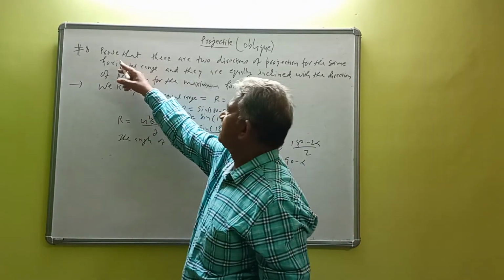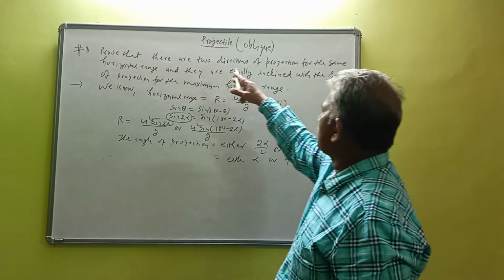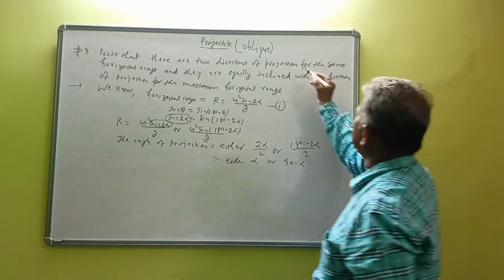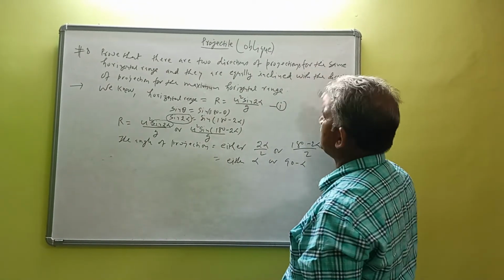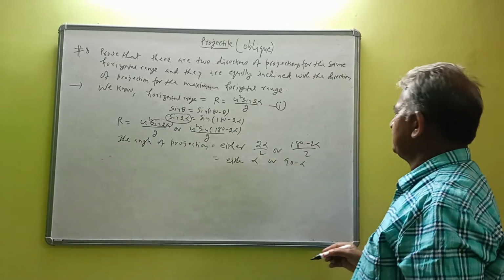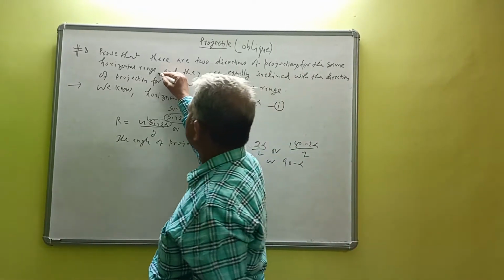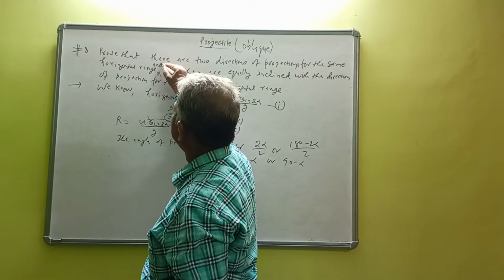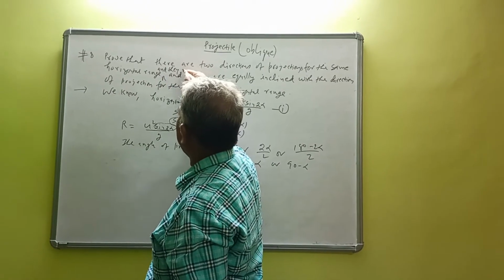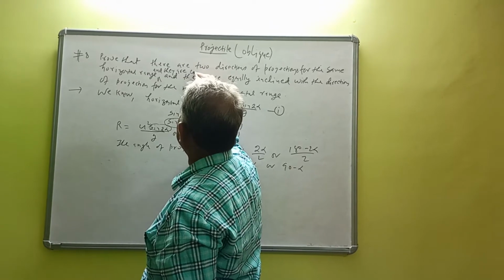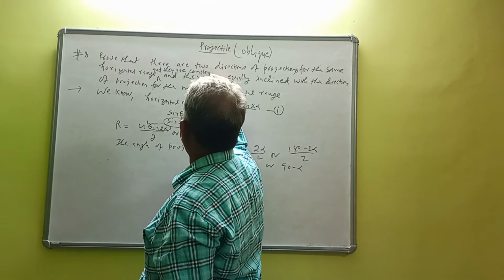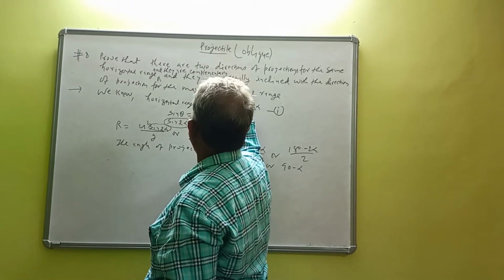So already I have written here, prove that there are two directions of projection for the same horizontal range and they are complementary to each other.